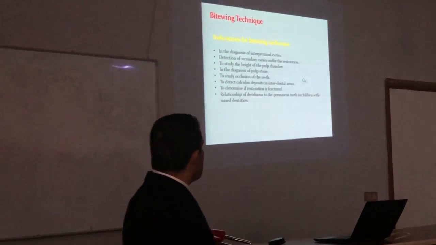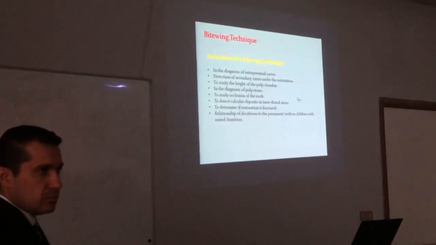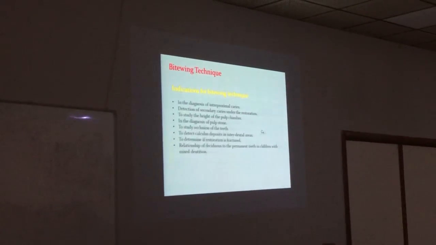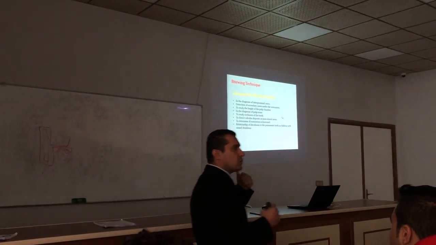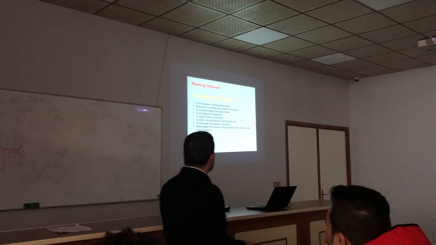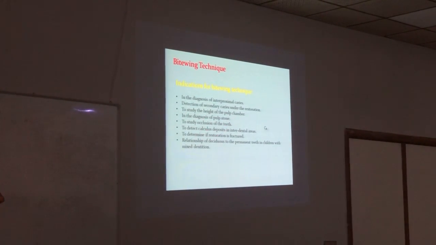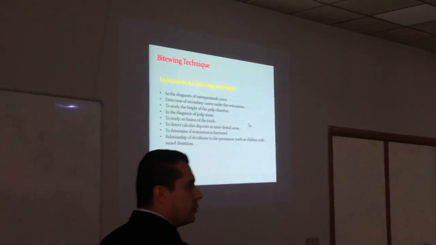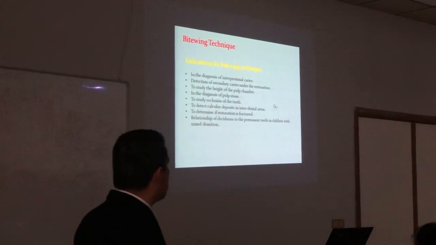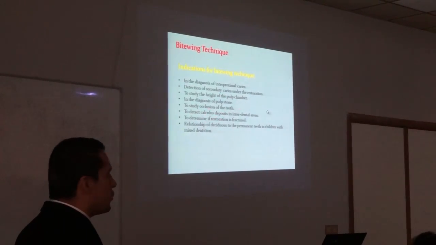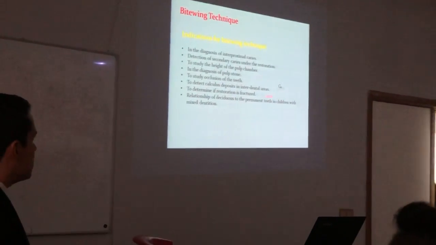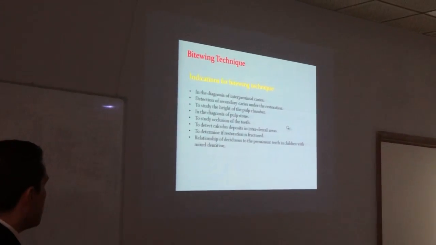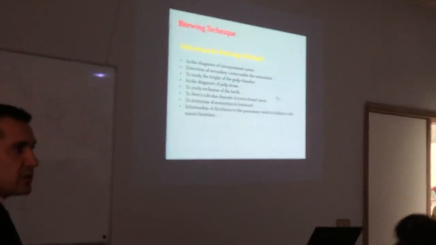Okay? Now, to study the height of the pulp chamber, there are some cases where you see that the pulp chambers are high and not low, so as not to expose the tooth. In the diagnosis of pulp stones also, which are present inside the pulp, it will help you in case you do a root canal. Study the occlusion of the tooth also, it's important. You may see high spots. Detect calculus on the interdental area, whether it's absent or not obvious. Determine if a restoration is fractured.